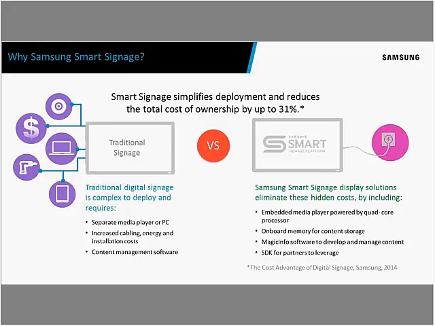So why smart signage? If you look at traditional signage, which is typically a non-smart display that's connected with a separate media player or PC, it has increased cabling, energy and installation costs, and you need additional content management software. When you look at Samsung's smart signage platform, you already have that embedded media player that's powered by a quad-core processor. You have that onboard memory for content storage. And with our MagicINFO software, which is our platform, you can develop and manage content. And if you're a partner and you want to develop additional things, there's an SDK for partners to leverage. So it's an open system. And deploying a smart signage system, as I mentioned, simplifies deployment and reduces the total cost of ownership by 31%.